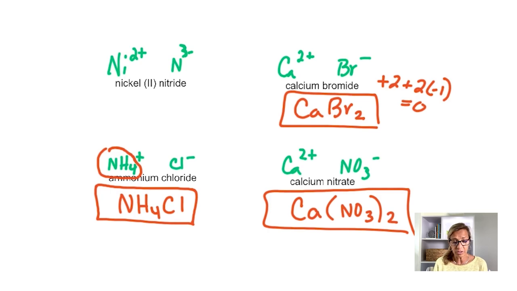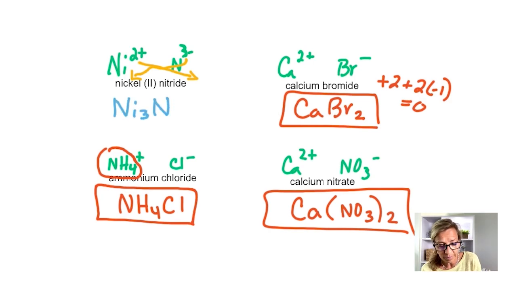Now this one's a little interesting. I've got a +2 and a -3. How do we get that to balance out to 0? I'm going to show you the crisscross. Do you like this? Take this number here. This number becomes that subscript. This number becomes that subscript. Watch this. We're going to have 3 nickels and 2 nitrides.